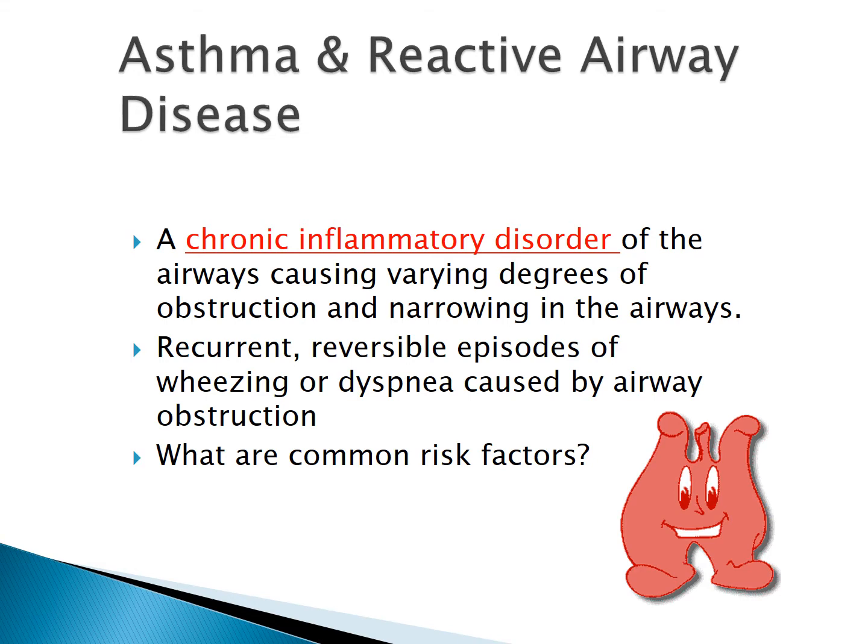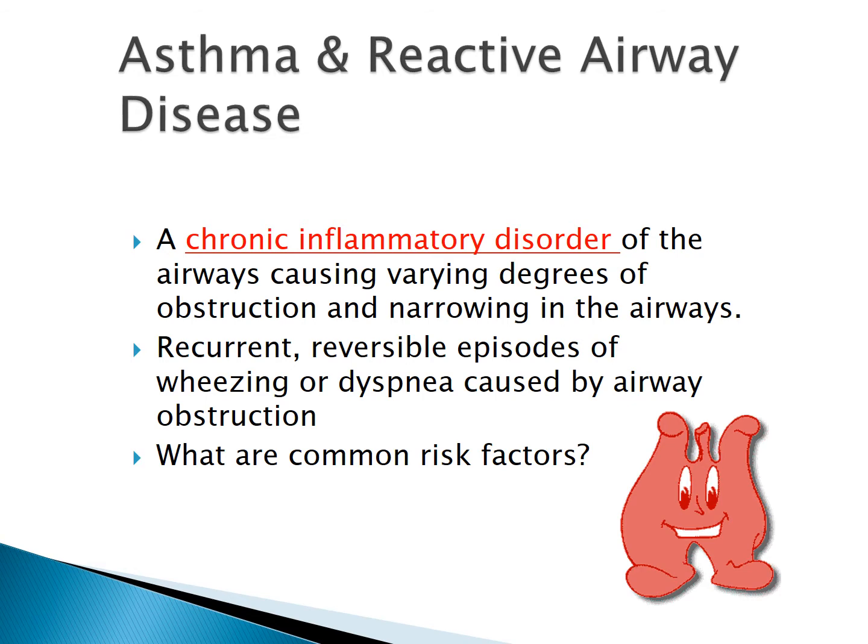So asthma is a reactive airway disease. It is a chronic inflammatory disorder of the airways, and it causes varying degrees of obstruction and narrowing in the airways. It can be recurrent, so it can happen time and time again, especially when exposed to their particular triggers. However, it is reversible with medication. So it tends to be these episodes of wheezing or difficulty breathing caused by the airway obstruction.